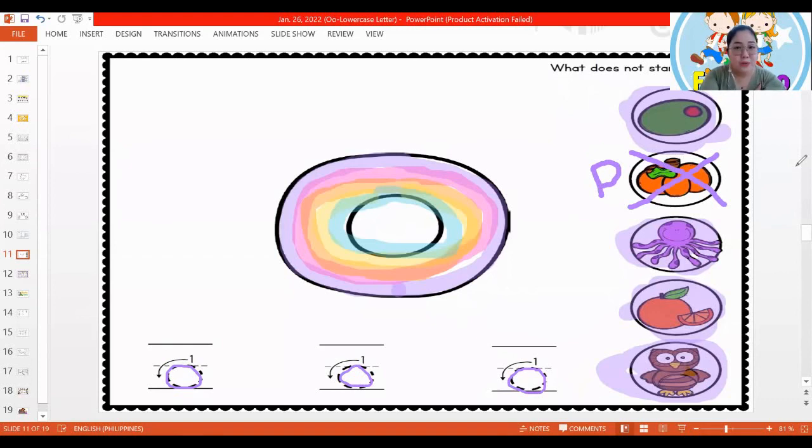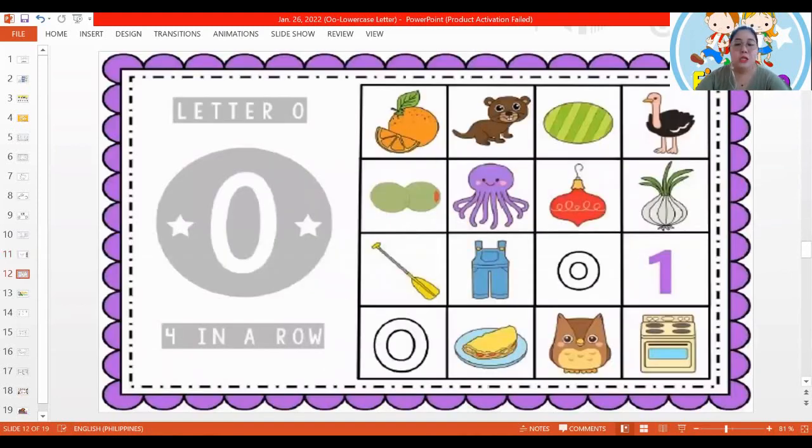Are you all done with your Play-Doh mat? Very nice. Now let's proceed to our bingo mats. So kindly get your bingo mat and also get your dabber. Sorry, not dabber, your letter O stamp. So after you trace your name, trace also the letter O here. Okay, thumbs up if you're ready.